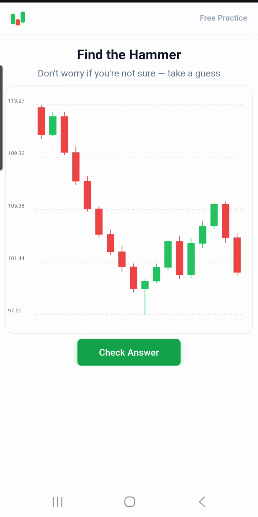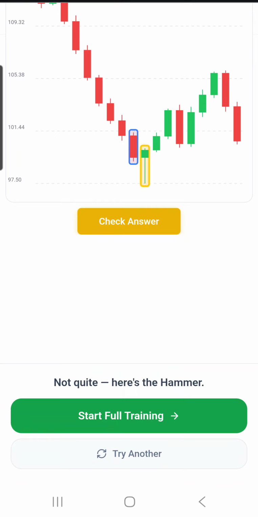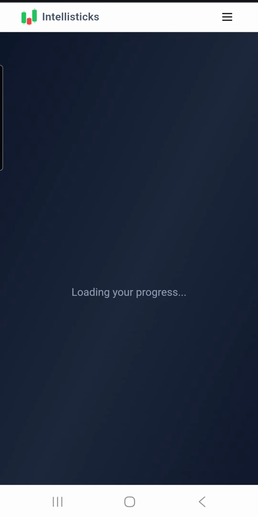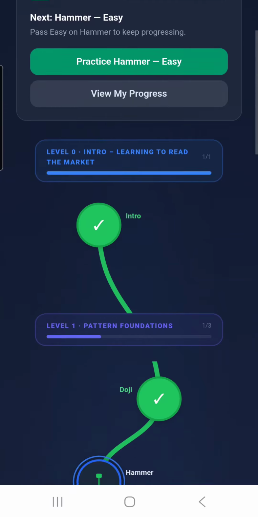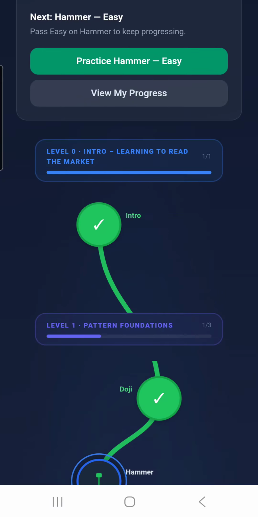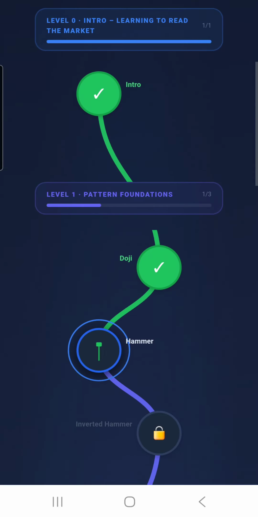But let's pick a wrong answer here. Pick the wrong one, check answer, and boom, it tells you not quite. It gives you instant feedback and highlights the correct answer in yellow. And then you can start full training, which drops you into our full candlestick journey. This is where you'll learn a little bit more about Japanese candlestick patterns, what they're good for, and why traders use them.